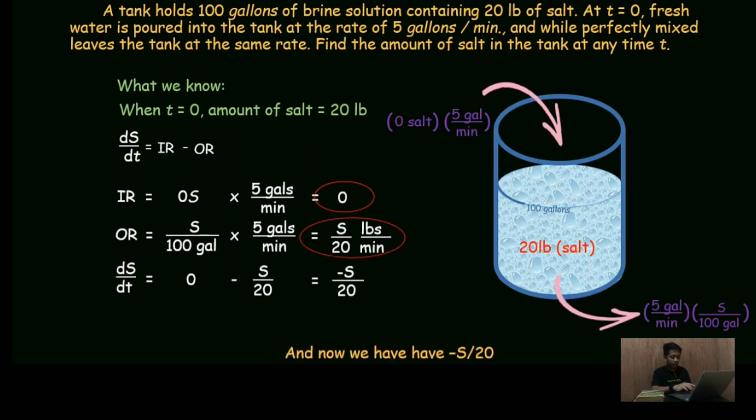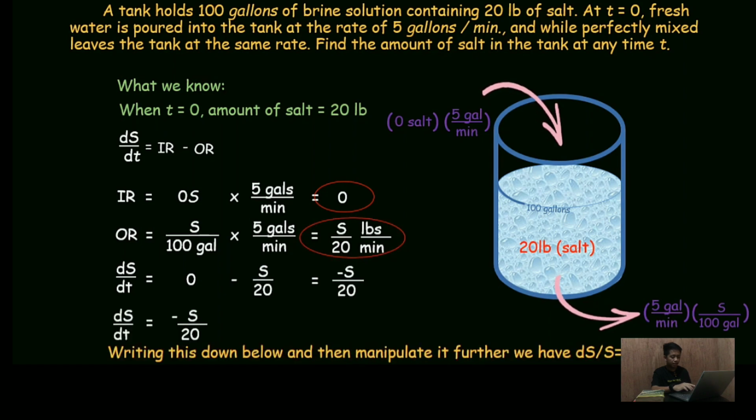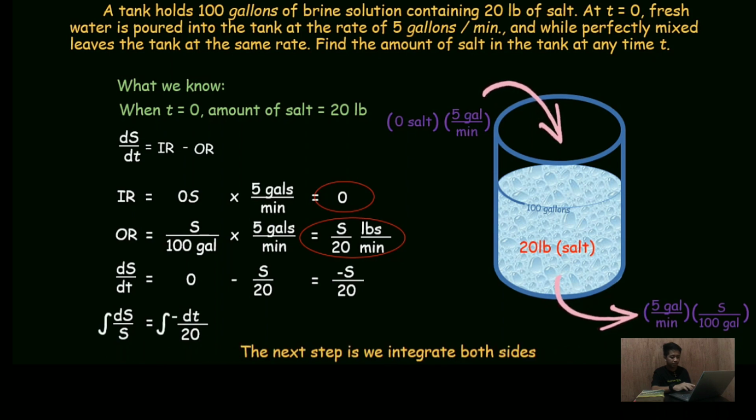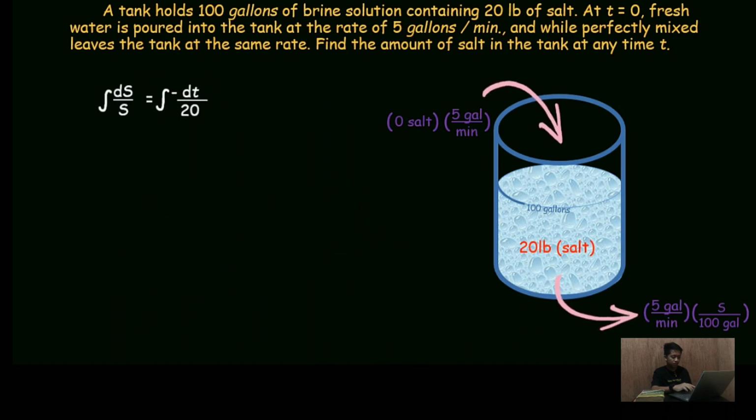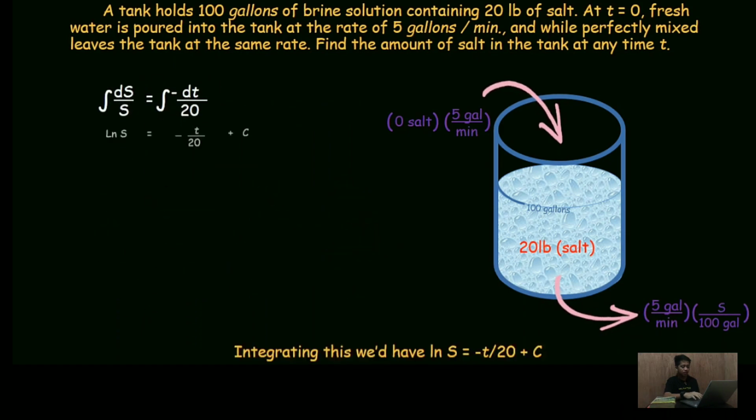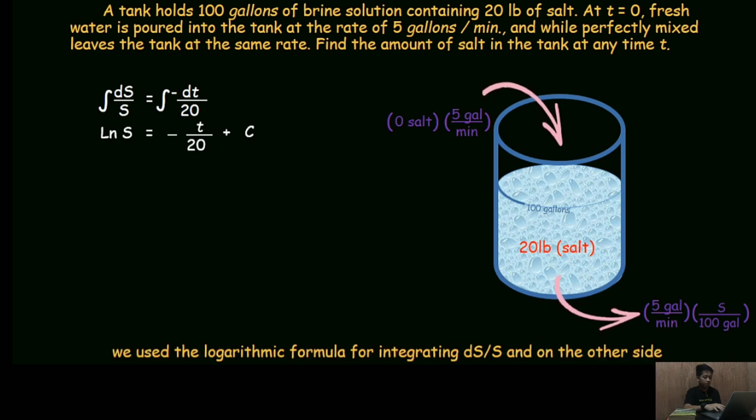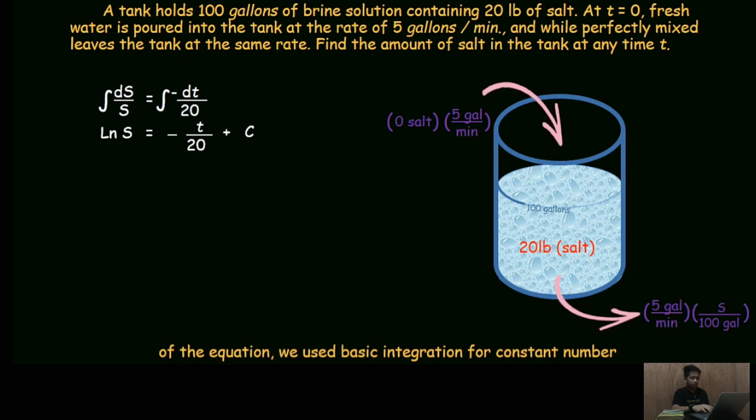And now we have negative S over 20. Writing this down below and then manipulating it further, we have dS over S equals negative dt over 20. The next step is we integrate both sides. Integrating this, we have ln S equals negative t over 20 plus C. We use the logarithmic formula for integrating dS over S, and on the other side of the equation, we use basic integration for a constant number.